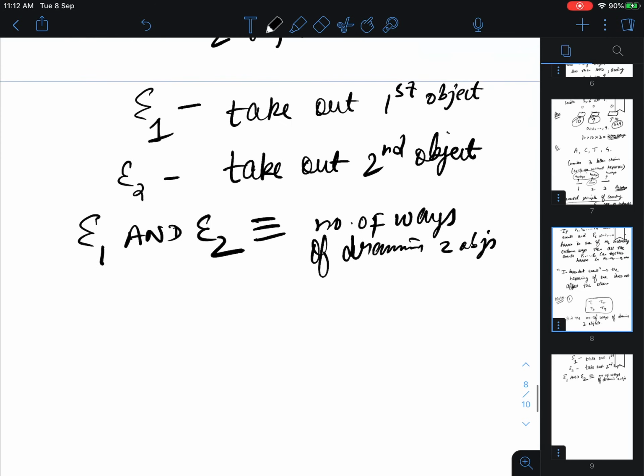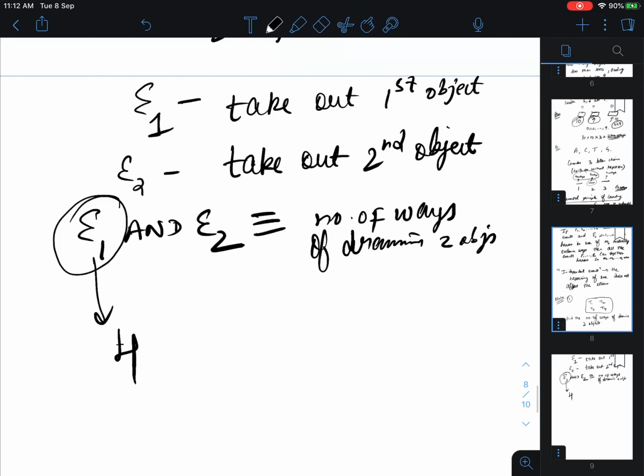All right. Now you see, for event E1, the number of ways of drawing the first object is 4, right? You can select any one of the 4 objects, T1, T2, T3 or T4. And for event E2, the number of ways is 3, because one after another there are 3 remaining options. So by the fundamental principle of counting, you would argue that the total number of ways is 12.